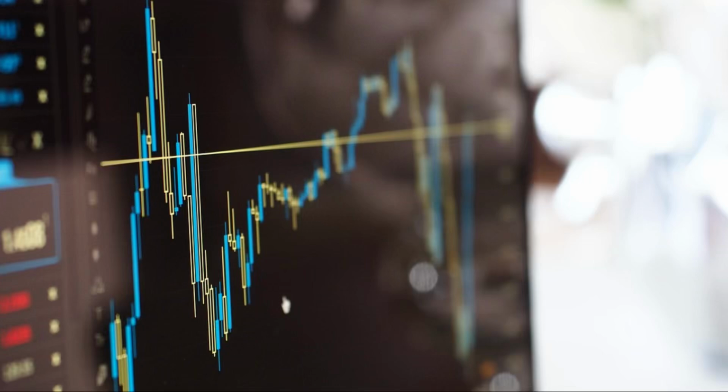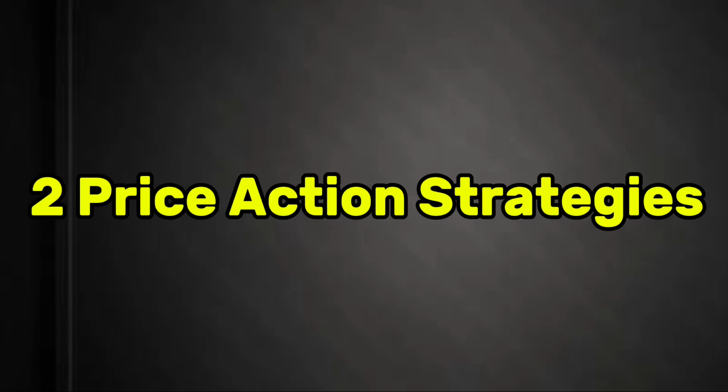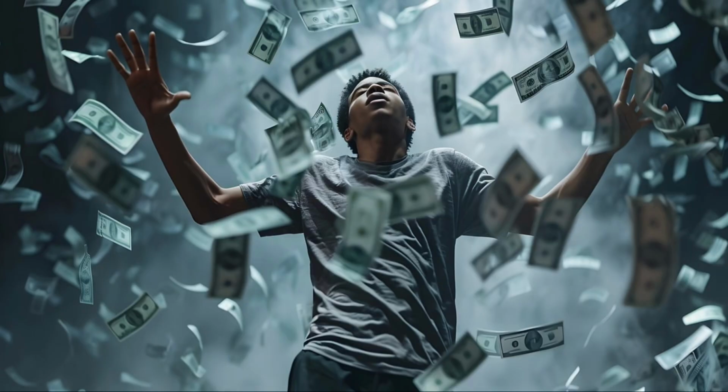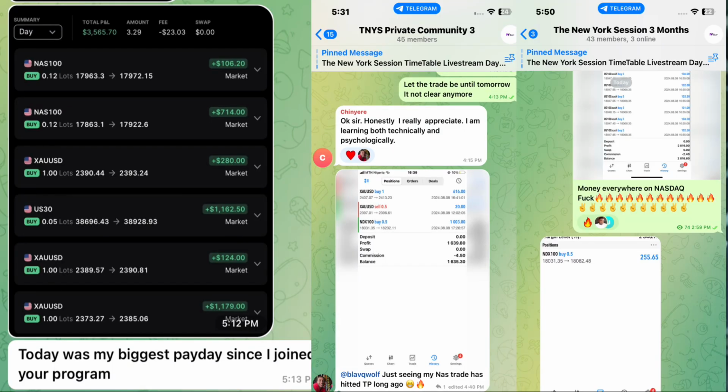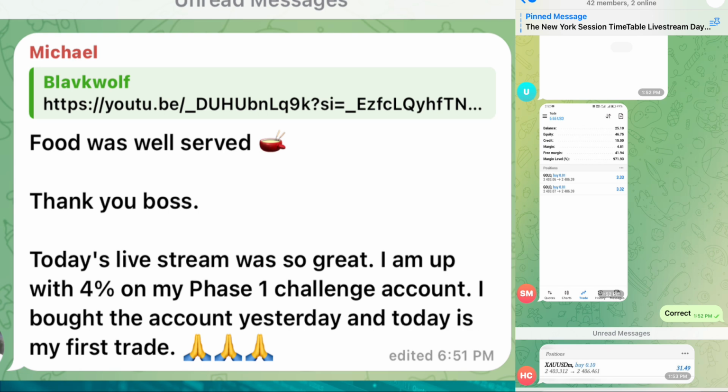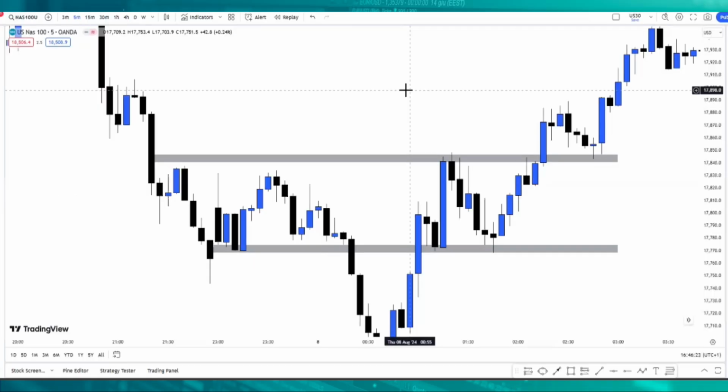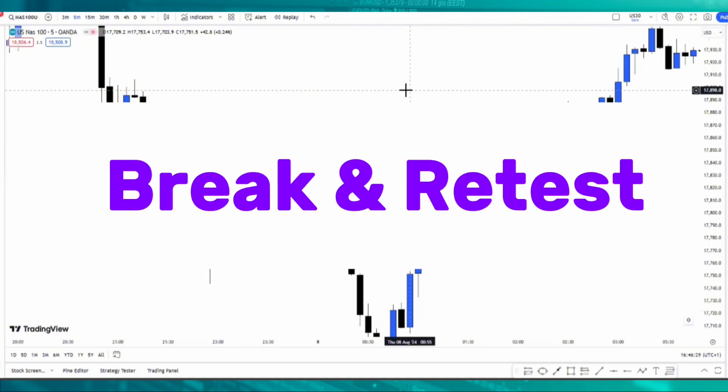In this video, I'm going to share with you guys the two price action strategies that made me and my students tons of money. As you can see here, look at this screenshot, and even here. The price action strategy made me all this profit. The first price action strategy here is the break and the retest.